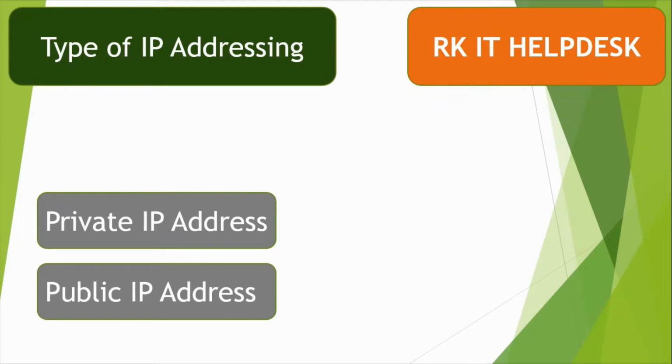Today we are going to learn about types of IP addressing. There are two types of IP addressing: one is a private IP address, one is a public IP address. So whenever our systems, any mobile, any computer, any laptop, any server, is connected to the internet, it will have two IP addresses. One is a private IP address, another is a public IP address. So first I will show you what our private IP address is.